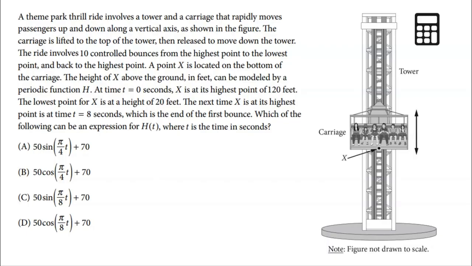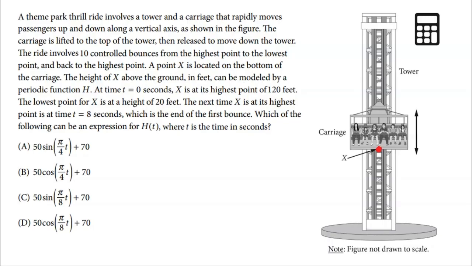Point X is located at the bottom of the carriage. They clearly show us we have a point X here. And the height of X above the ground in feet can be modeled by a function. That's what they want us to do, figure out what function models the height X is above the ground.